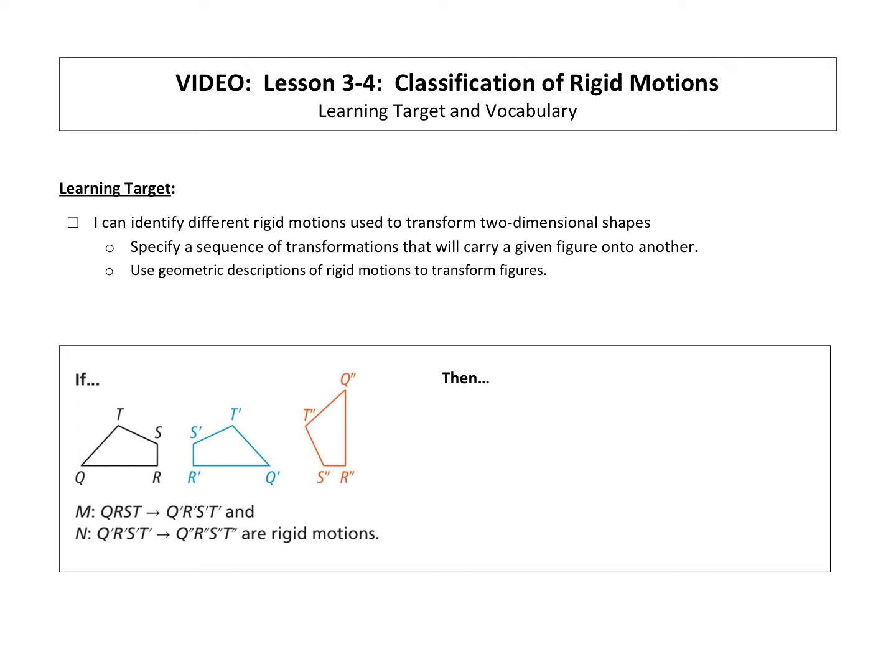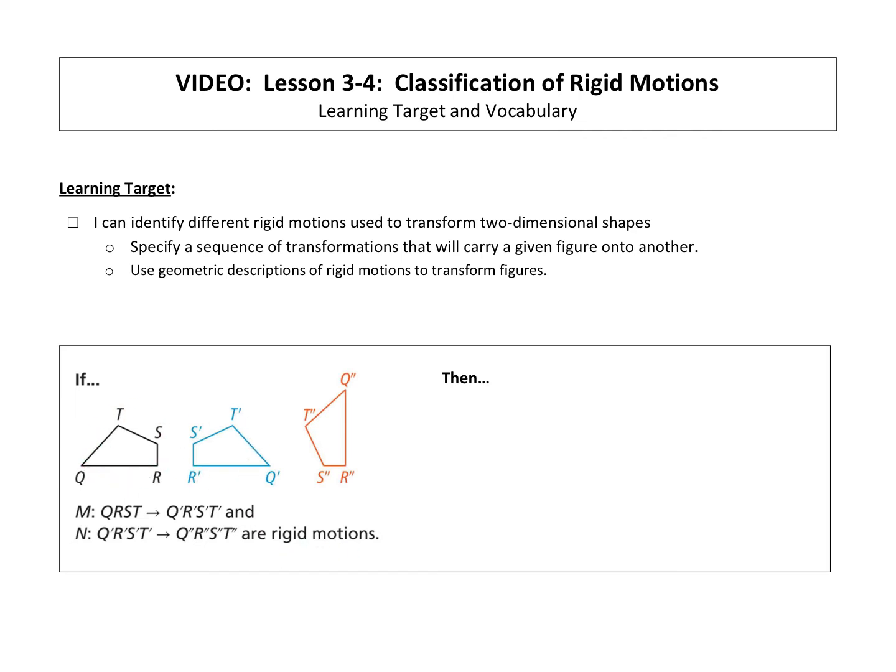All right, so in addition to the learning target, we're going to talk about this right here. If we're given this, we can see we have quadrilateral QRST. M and N are transformations, and they're telling us that they are rigid motions. So transformation M could be a reflection, a translation, a rotation. Those are the ones we've learned about. That maps QRST onto Q prime, R prime, S prime, and T prime.